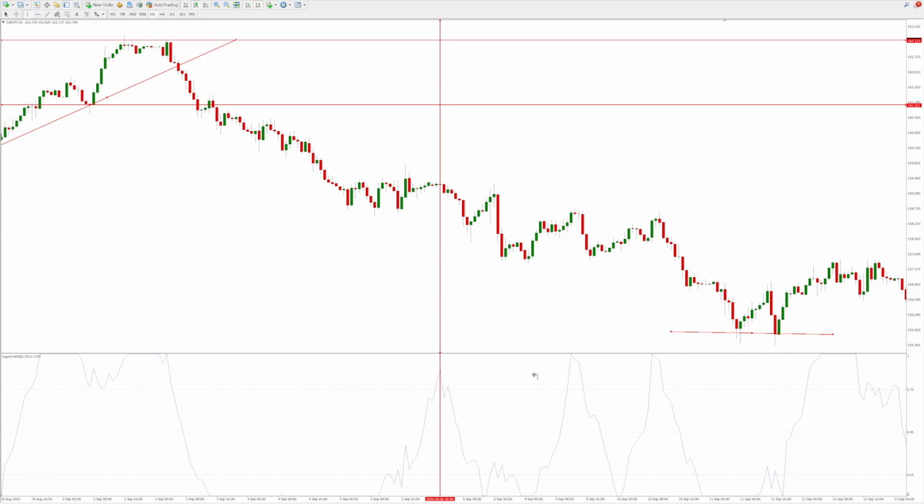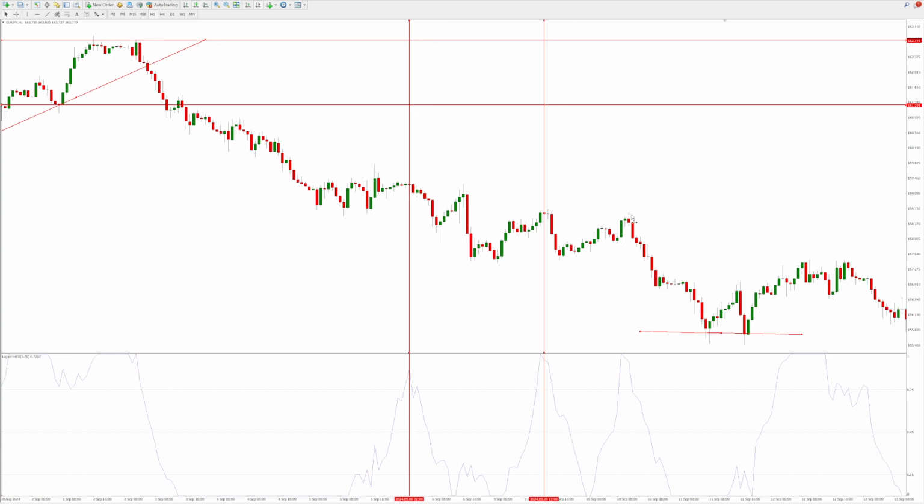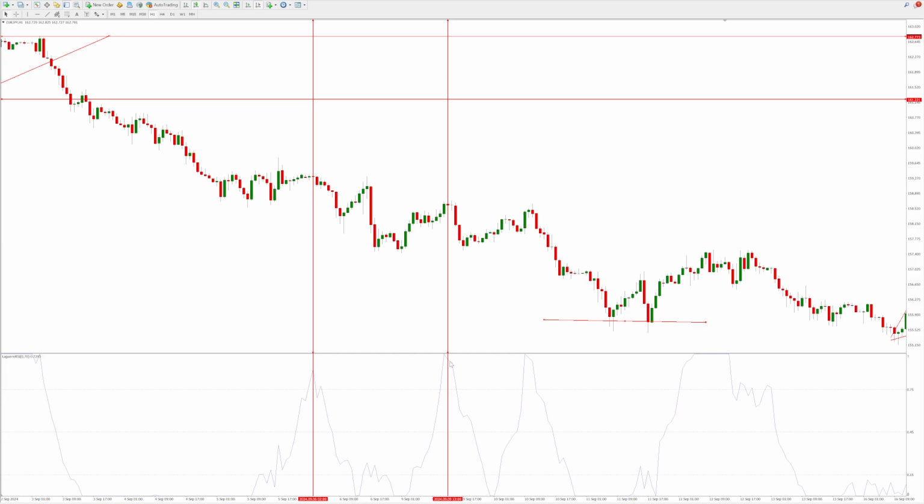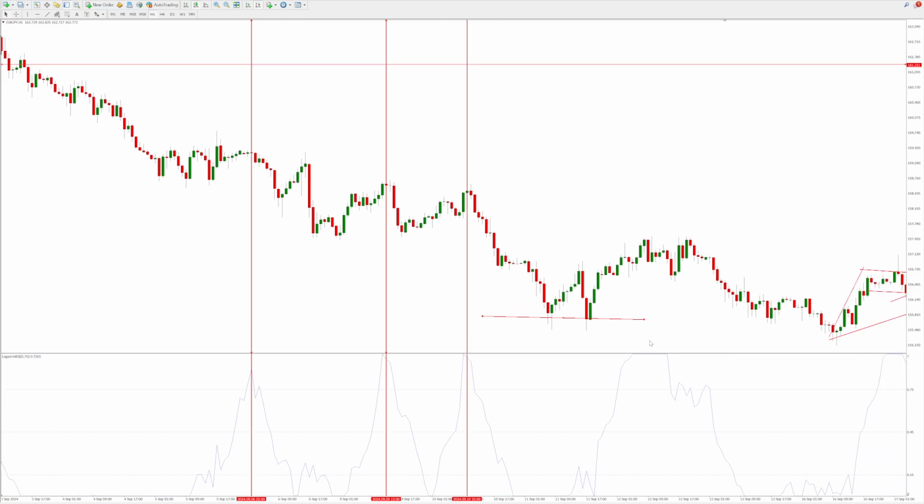Let's pinpoint the other pullback entry it had here. And again, not a bad entry at all. You could have got in on this trend there, and buy here.